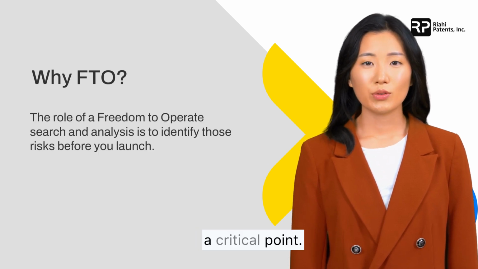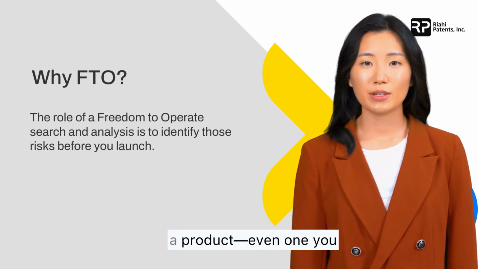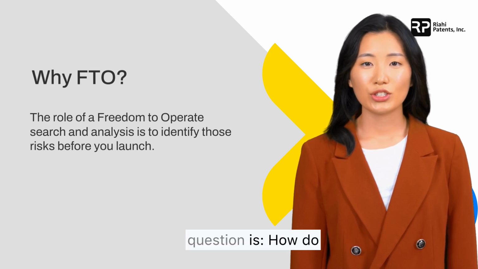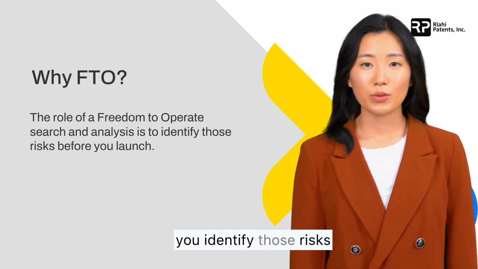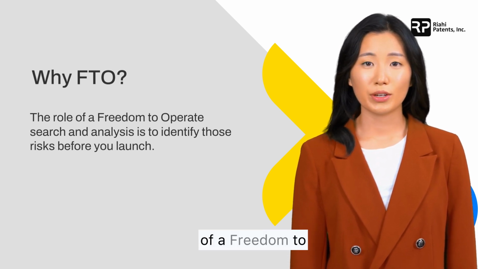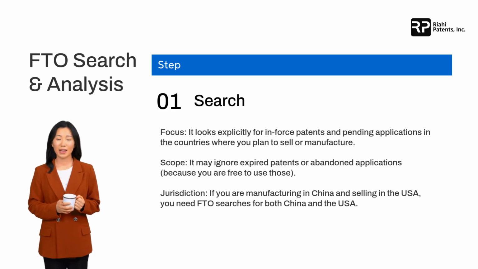This brings us to a critical point. If blocking patents can prevent you from commercializing a product, even one you invented yourself, the obvious next question is, how do you identify those risks before you launch? That's exactly the role of a freedom to operate search and analysis. There are two phases: FTO search and analysis.